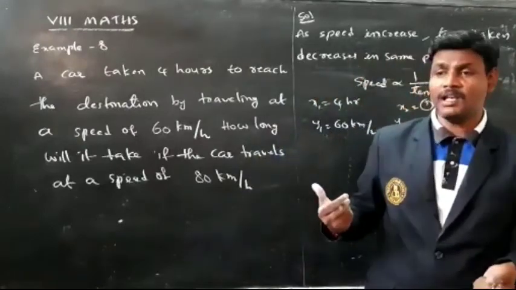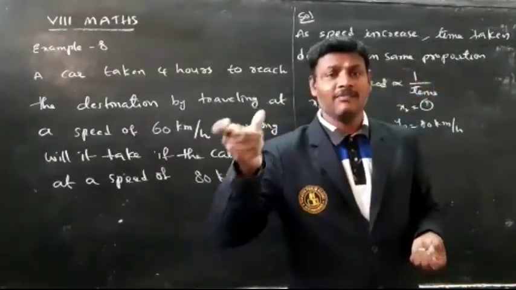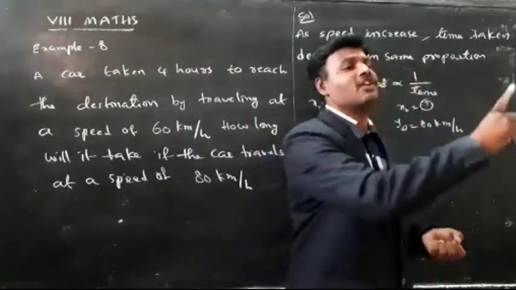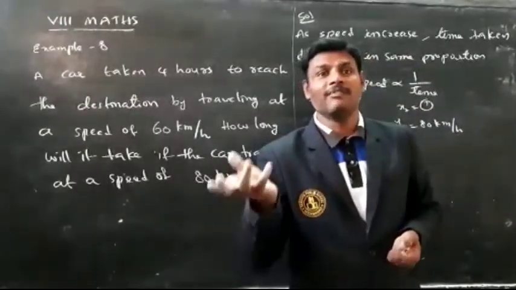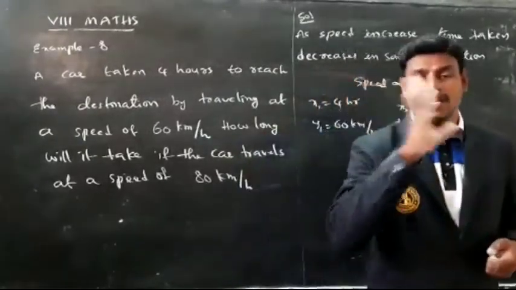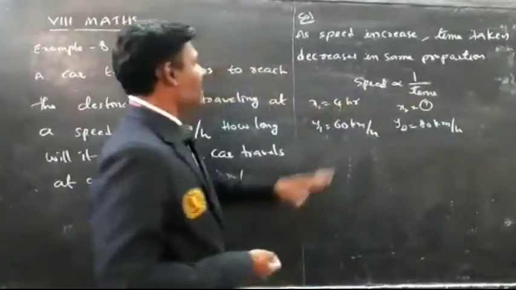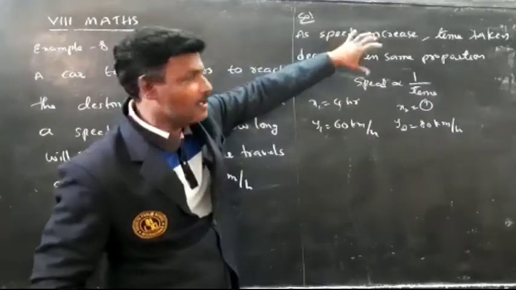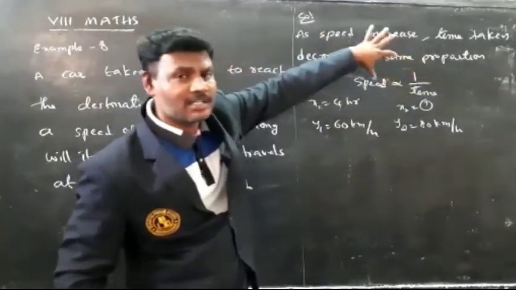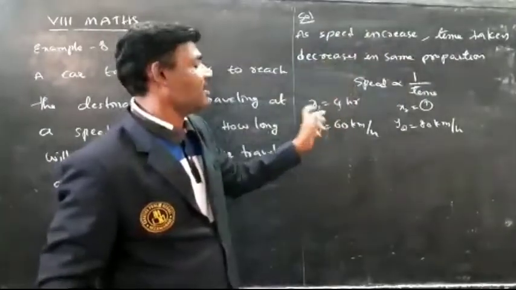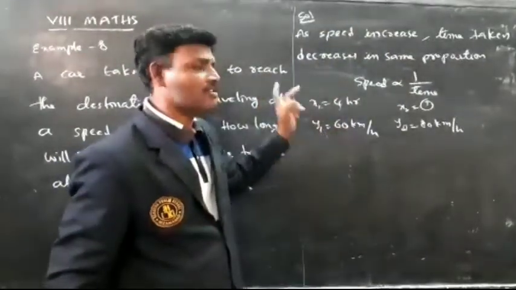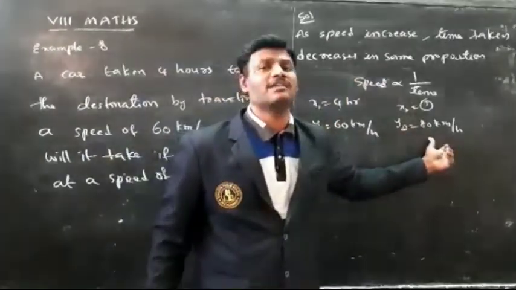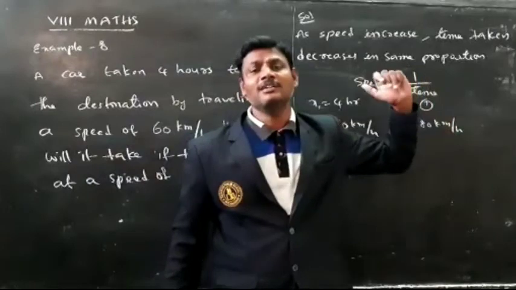Speed and time are always inversely proportional together. Okay, here what is case 1? The car is traveling at 60 kilometers per hour speed. It took 4 hours to reach the destination. The second time, the speed of the car increased, and you have to find the time. Here, as speed increases, time taken decreases in the same proportion. Here, x1 is equal to 4 hours. y1 is equal to 60 kilometers per hour. In case 2, speed increased to 80 kilometers per hour. Then you have to find the time.